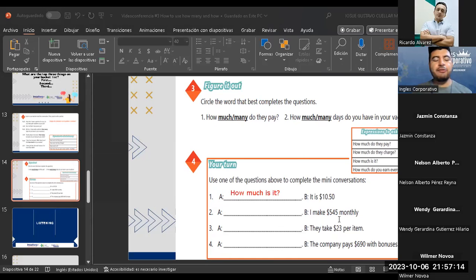Okay. I make $545 monthly. Yo hago 545 mensuales. Okay. How much do you earn? How much do you earn every month? Sí, puede ser monthly o per month. Thank you. And they take 23 per item, ¿verdad? Ellos cobran 23, take es tomar, ¿verdad? Pero se traduce como ellos cobran 23 por ítem, por artículo. How much do they charge? Thank you very much. Yeah, you are totally correct.